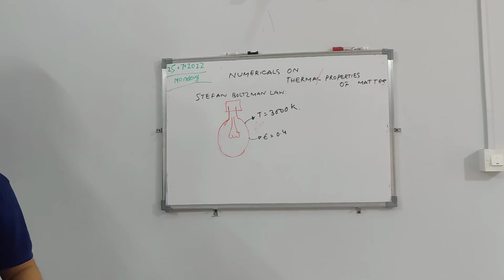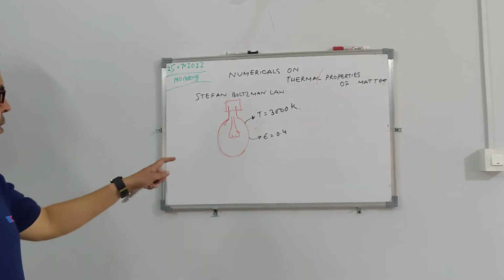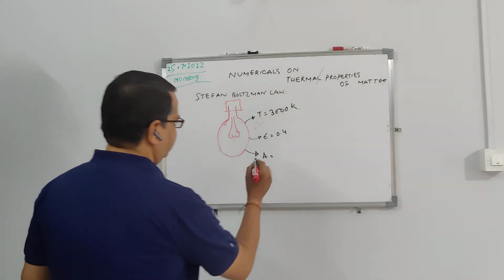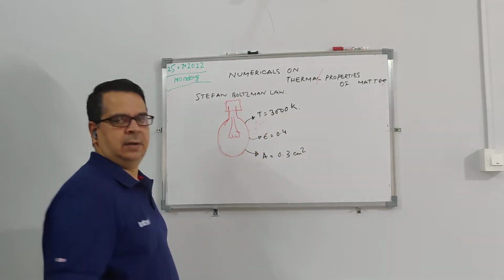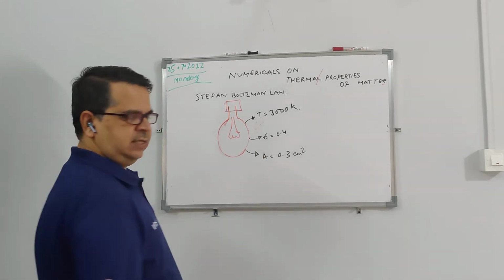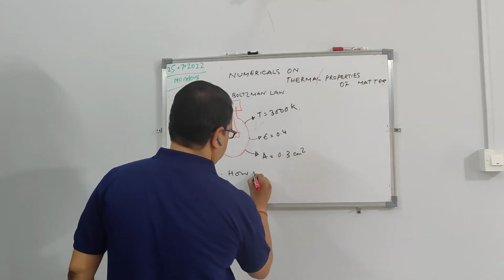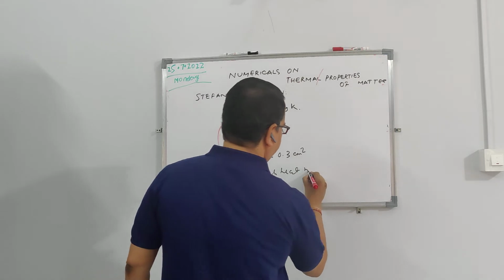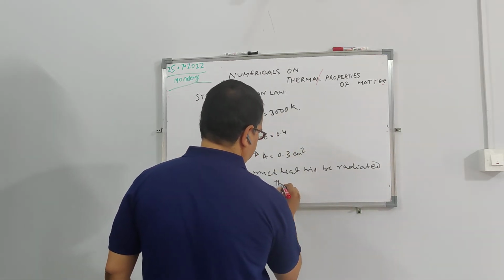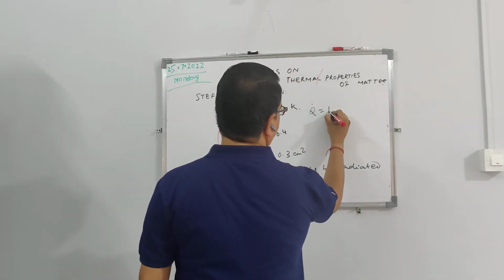We want to find out how much heat it is radiating. That is our purpose. So how to find it out? The surface area of this lamp is equal to 0.3 centimeter square. If this is the case, the question is: how much heat will be radiated by the bulb? That is nothing but your Q dot or H, whatever you want to write.